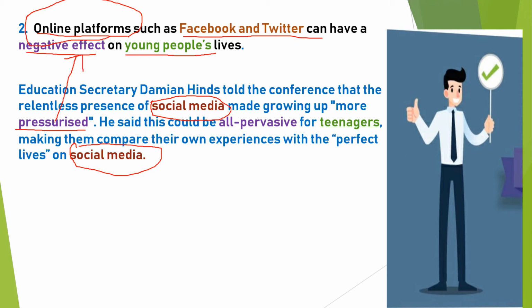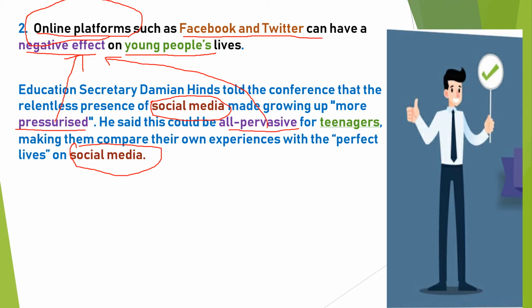He said this could be all pervasive. So pervasive means a negative outcome. The meaning of this word is negative outcome. So again, it is relating to our negative effect. So pressurized, negative effect. All pervasive, negative outcome, that is also relating to negative effect. So we are reaching a conclusion now.